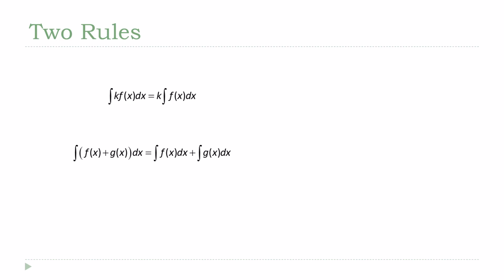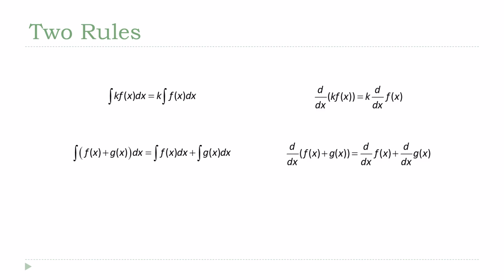And if you think back, we had some differentiation properties that were practically identical to these. If we have the derivative of a constant times a function, we bring that constant out in front and differentiate the function part. And similarly, the derivative of a sum, we saw several lectures back, is the sum of the individual derivatives. Okay, so let's see how we can use these.